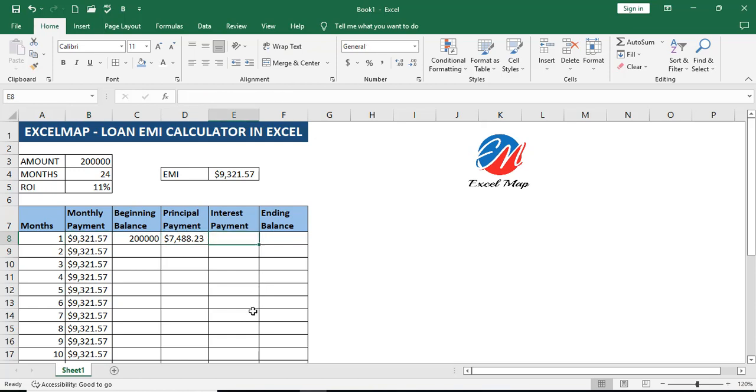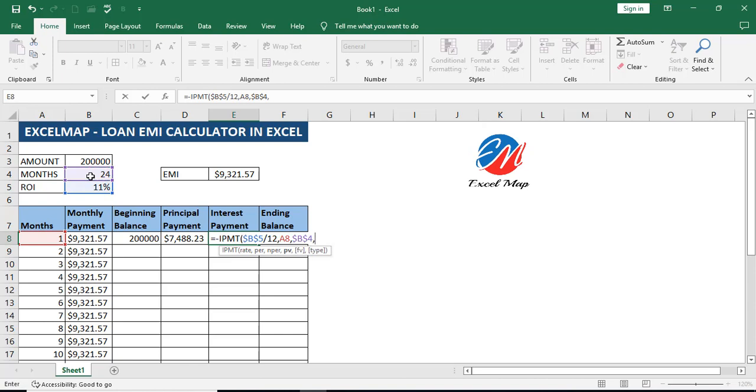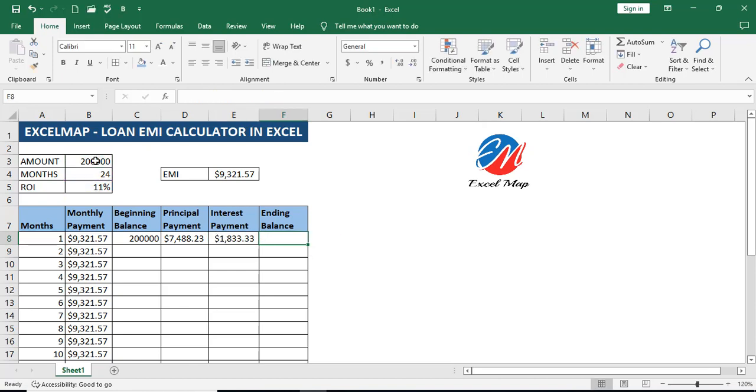In the same way we'll calculate the interest payment, which is equal to minus IPMT, that is interest payment, rate of interest 11%, press F4 for freezing, and divide by 12, per first month, number of payments 24, freeze, comma, present value, again freeze, bracket close. See here, the sum of this principal and interest should be the monthly payment 9,321. You can see in the status bar 9,321.